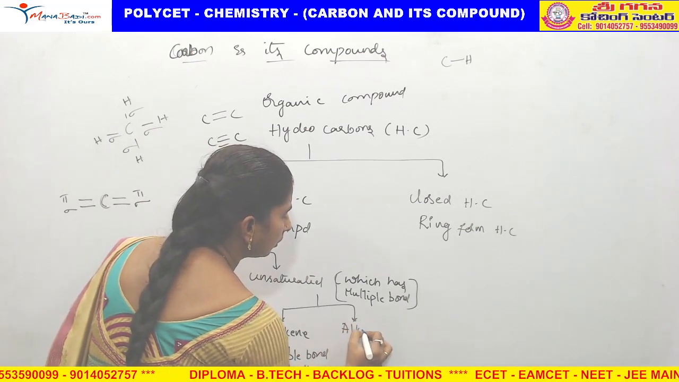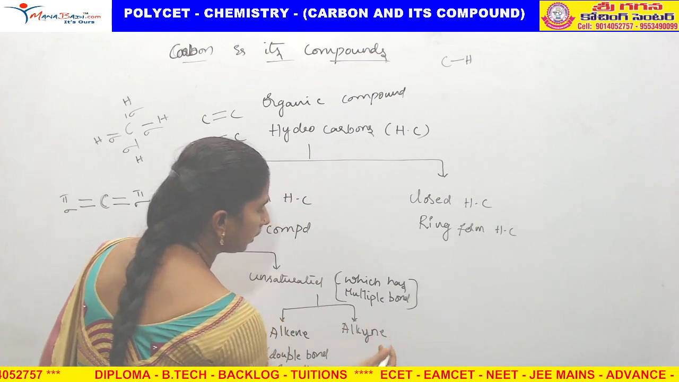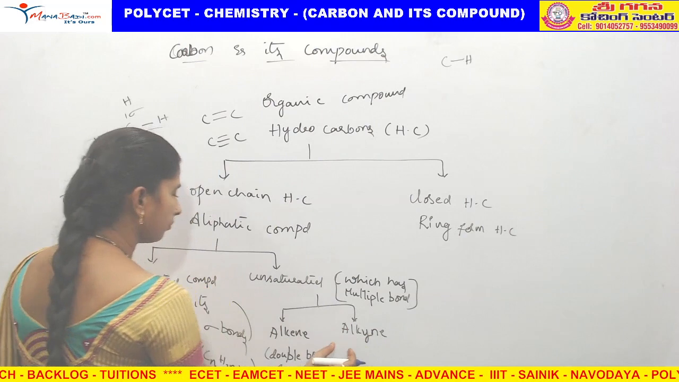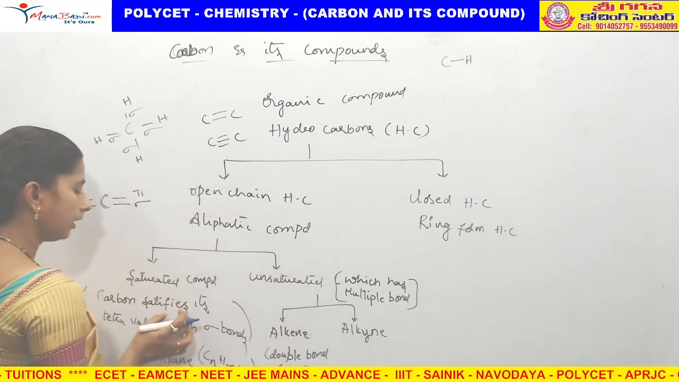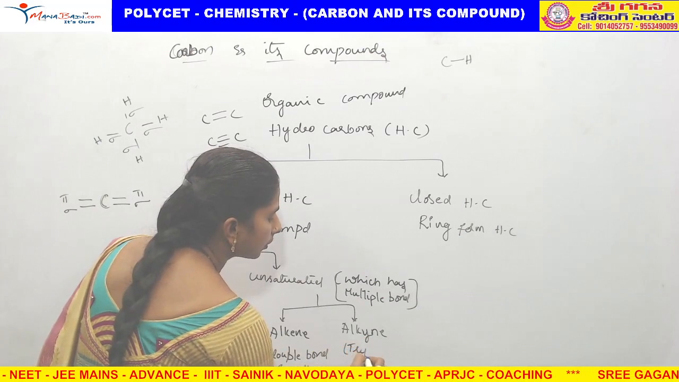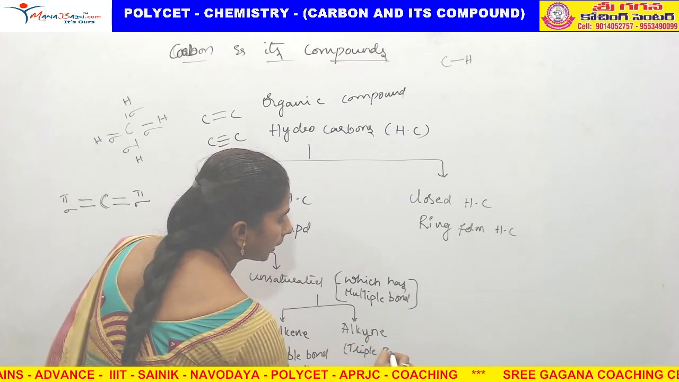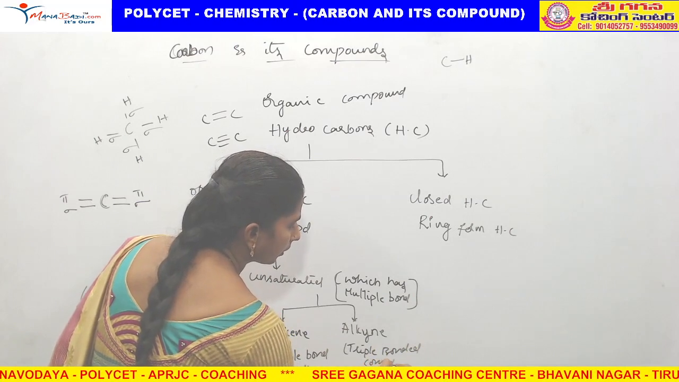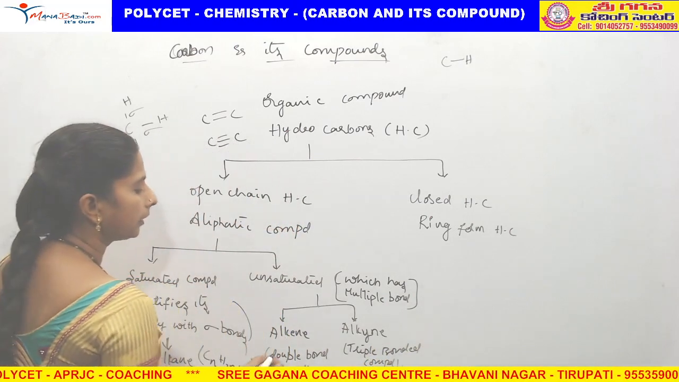Alkyne, YNE. The suffix, the end of the name, is very important: YNE, ENE, ANE. Alkyne is a triple bonded compound. Right. Alkene is a double bonded compound.